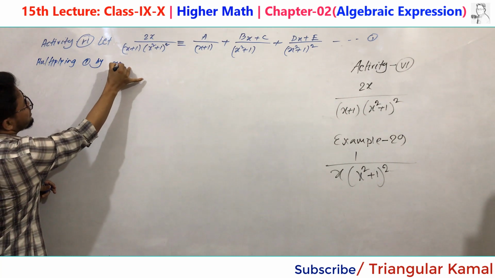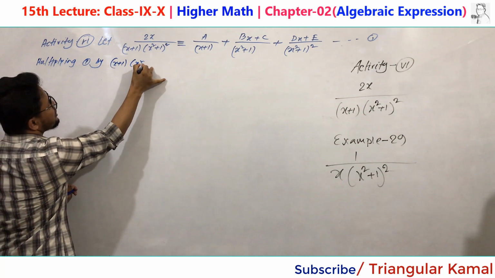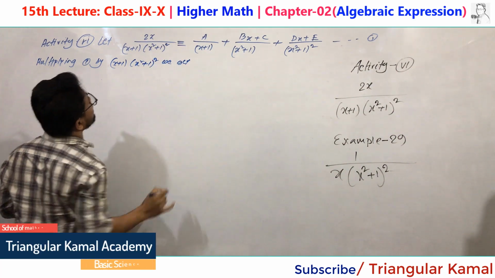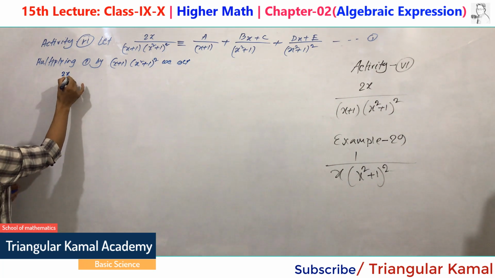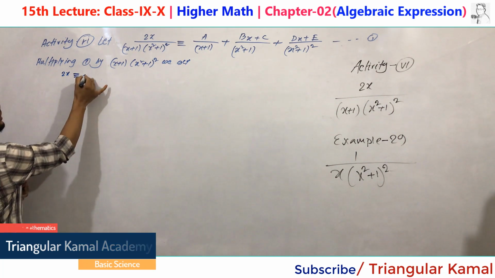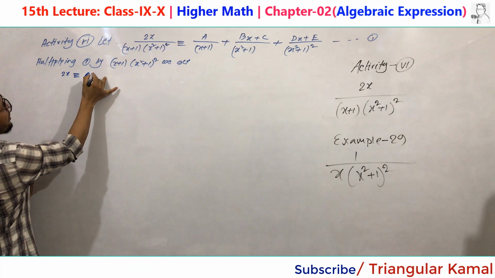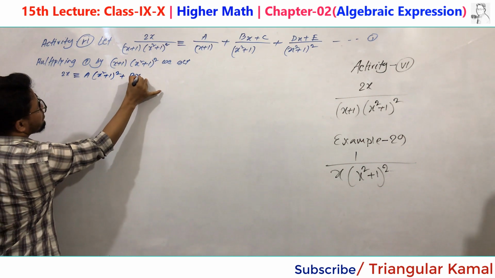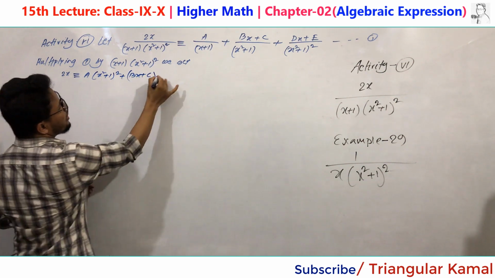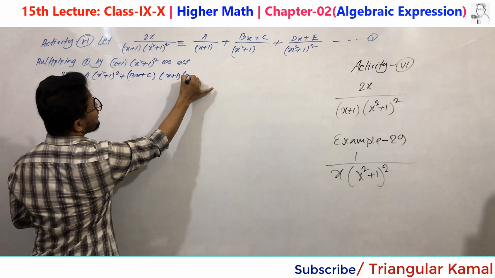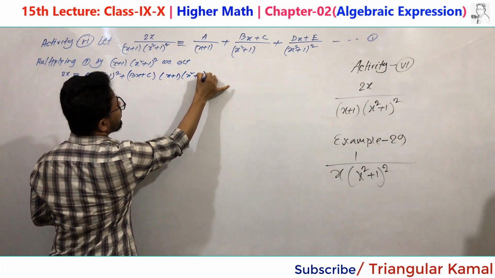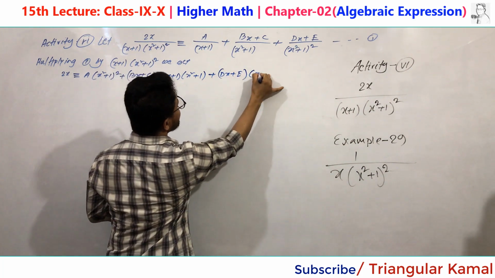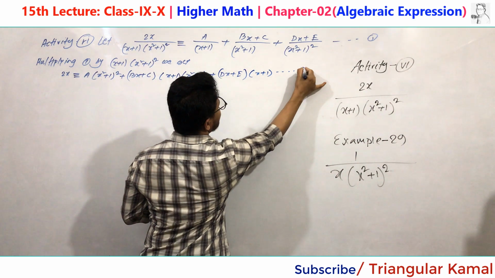by x plus 1 and x square plus 1 whole square, we get 2x equivalent to a multiplied by x square plus 1 whole square, plus bx plus c multiplied by x plus 1, then x square plus 1, then dx plus e multiplied by x plus 1, and this is number 2.